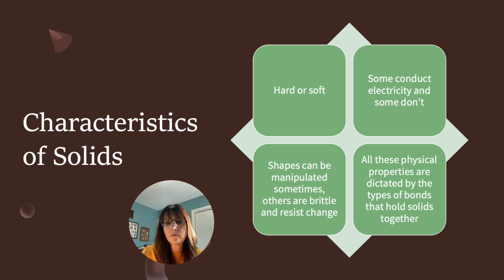Recall that as you go from a gas to a liquid to a solid, the atoms are moving less. They're more ordered. Because of that, there are certain characteristics of solids. They could be hard, they could be soft. Some conduct electricity, some don't. Shapes can be manipulated, sometimes they can't, and they're brittle and they just resist change and crumble and break. But all these physical properties are dictated by the types of bonds that hold them together. And there's actually different kinds of solids we're going to explore in this video.